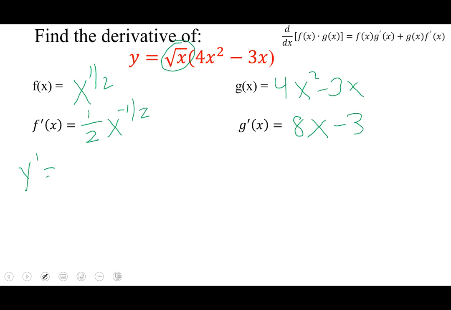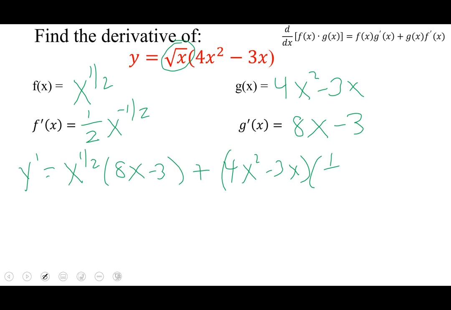And then very carefully, it's the first, x to the 1/2, times the derivative of the second, which would be 8x minus 3, plus the second, which would be 4x squared minus 3x, times the derivative of the first, which would be 1/2 x to the negative 1/2. So you have to simplify this.